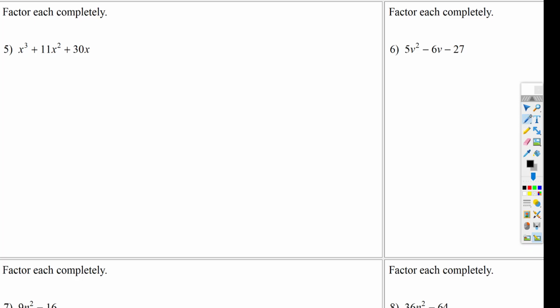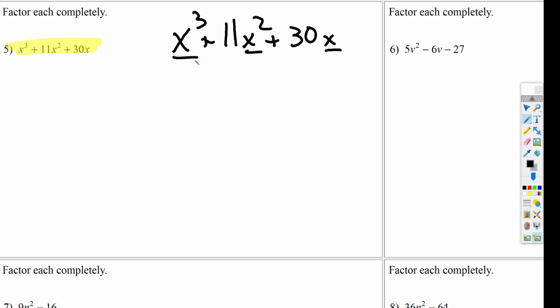All right, just a quick review of factoring. One of the first things you have to do is pay attention to what you have. Notice with that one right there, it says x cubed plus 11x squared plus 30x. They all three have an x in common. So before anything else, factor out what they have in common. They each have one x.